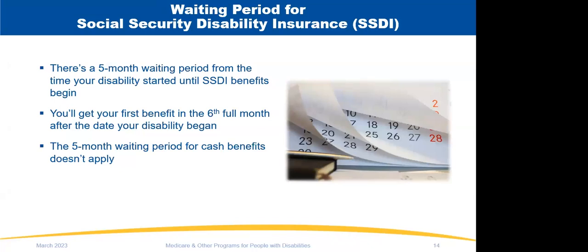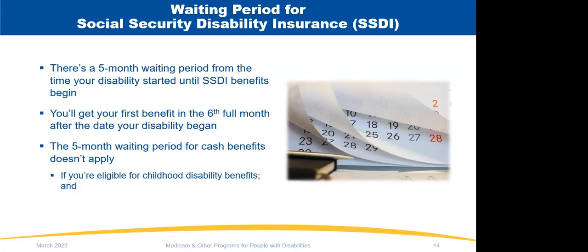So when we're gathering the information in the application, we're going to ask, when did you become disabled? The individual tells us when they became disabled. That is their alleged onset date. Once DDS makes their decision, they provide us with the established onset date, and that 5 months is from the established onset date. So the actual benefit is going to be paid after the sixth full month of being eligible for the disability benefit.